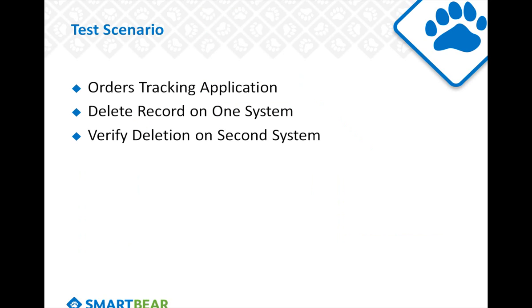So let's review the test scenario we're going to create today. We're going to use the orders tracking application that ships with TestComplete. And we're going to launch the app on two separate systems. On one system, we're going to randomly select an order and delete it. And then we're going to verify that that record was deleted on the second system. All right, so let's see what it looks like when all is said and done.